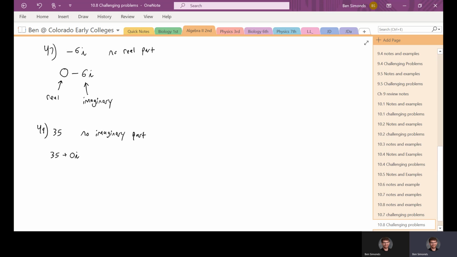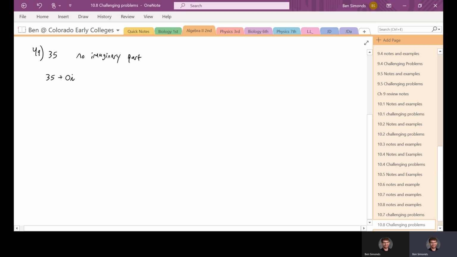So it wasn't intentionally a trick question. It's just literally 0, right? 0 means nothing. So in the case of 47, the real part is 0. In the case of 49, the imaginary part is 0. So that's what that was looking for there. So hopefully that clears up any confusion. The last one that people wanted to go over was 71, and that's definitely a tricky one, a bit annoying to say the least. So let's take a look at that.